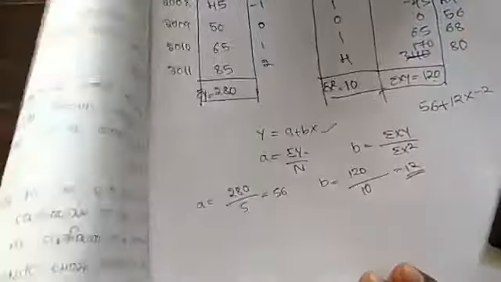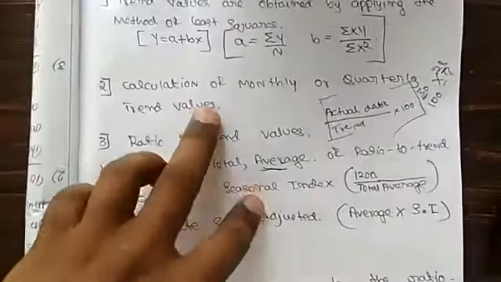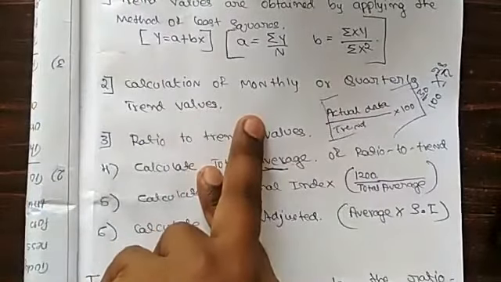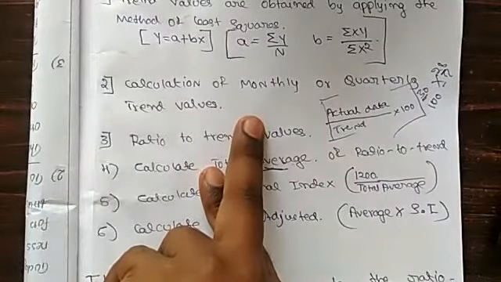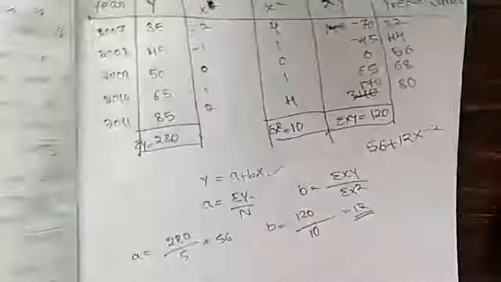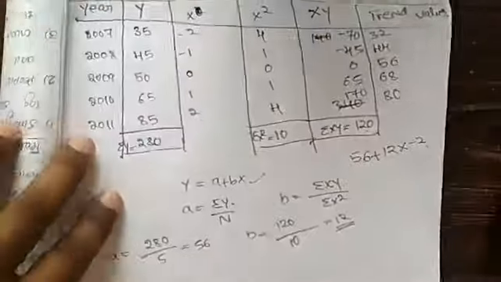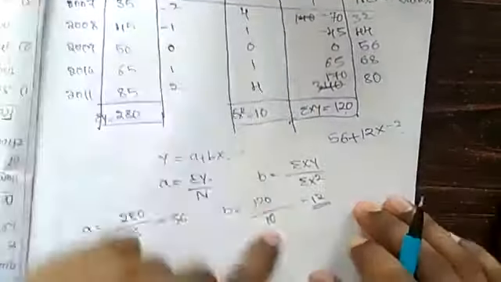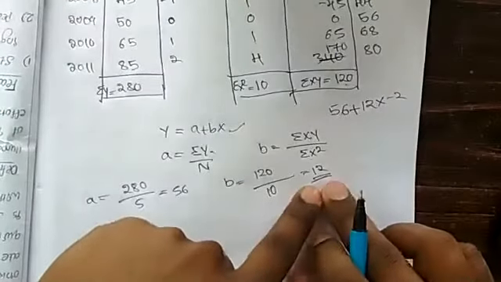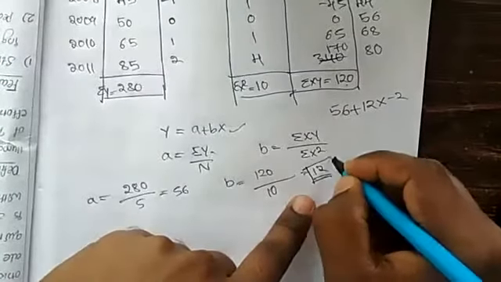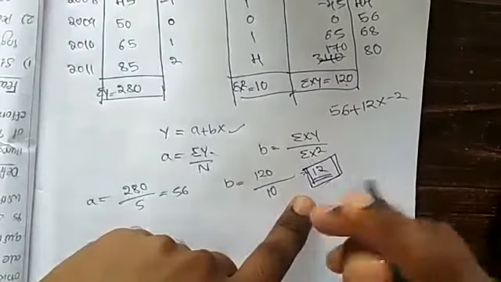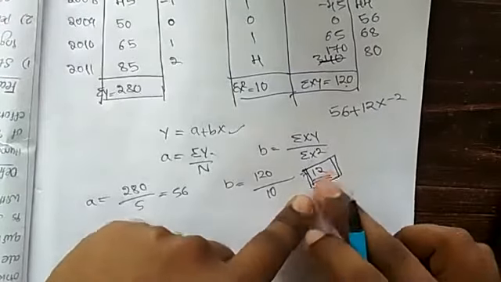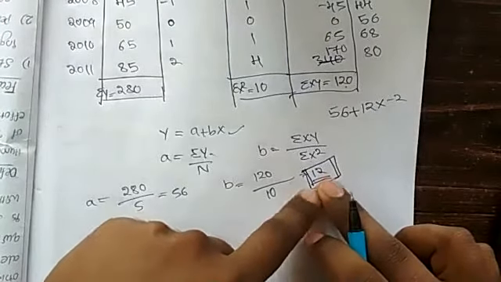Now see the second step. What is the second step? Calculation of monthly or quarterly trend values. Now how to find out trend values for monthly or quarterly? See, the data is given for quarterly, so we need to find out trend values for quarterly. Beta is nothing but the slope. So what is the annual increment? Annual increment is 12.